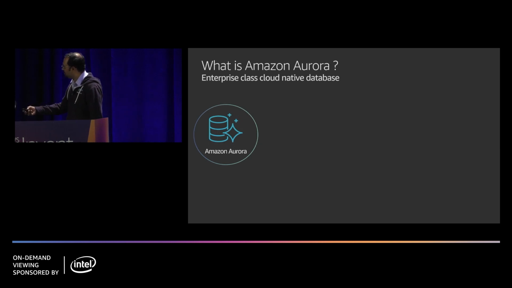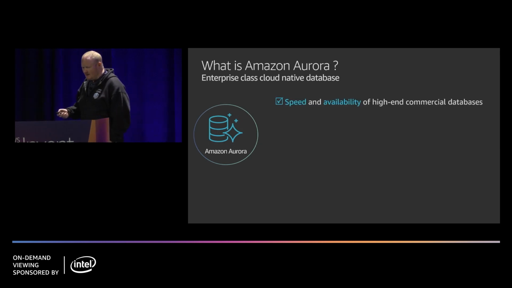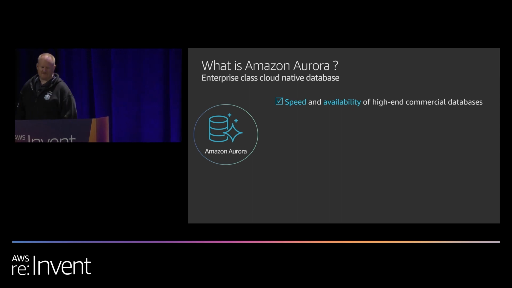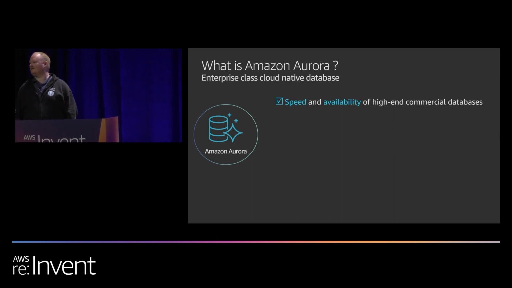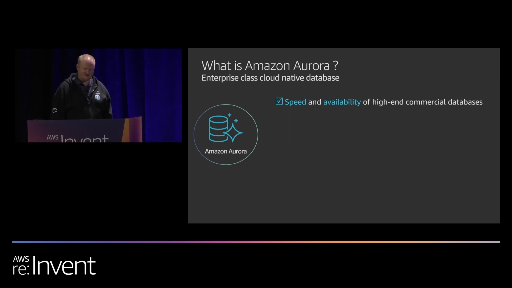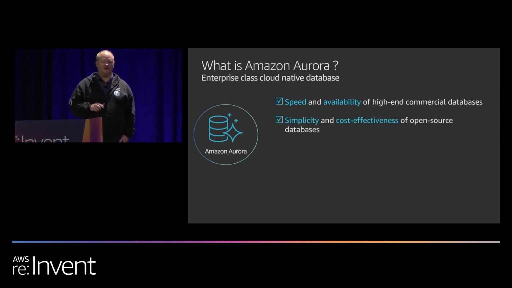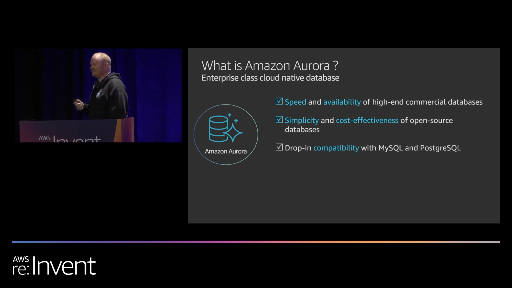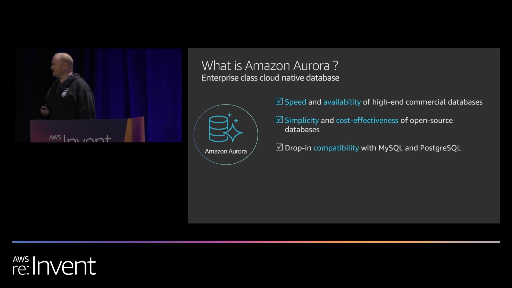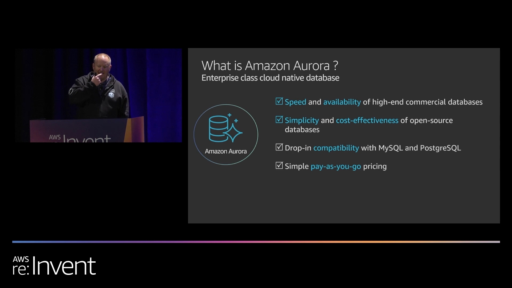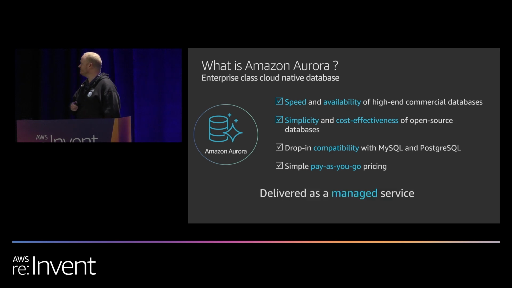Tobias. Oh, sure. So what is Amazon Aurora? Well, it's a database that gives you the speed and availability of commercial databases, but with the simplicity and cost-effectiveness of open source database. It's compatible with MySQL as well as PostgreSQL, and it has an easy pay-as-you-go pricing model across both compute and storage.